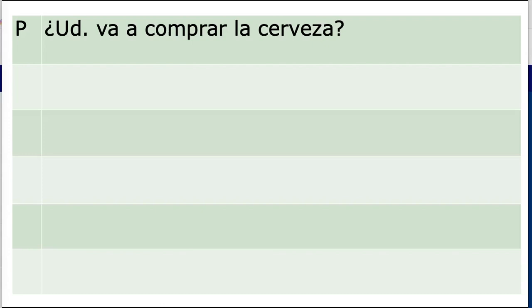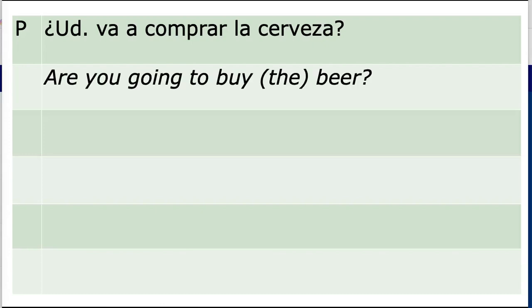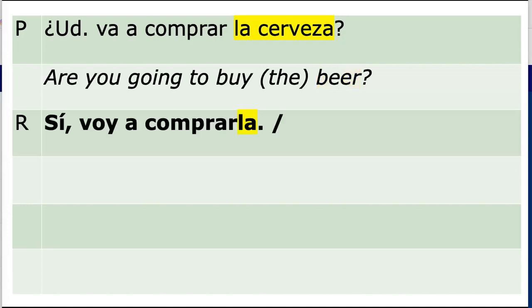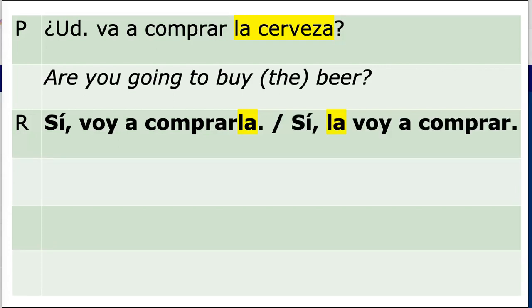¿Usted va a comprar la cerveza? What does this mean? Are you going to buy the beer? And the answer is always yes in my slides. So I want you to say, yes, I'm going to buy it, which would be, la cerveza is the direct object. Sí, voy a comprarla, or sí, la voy a comprar.